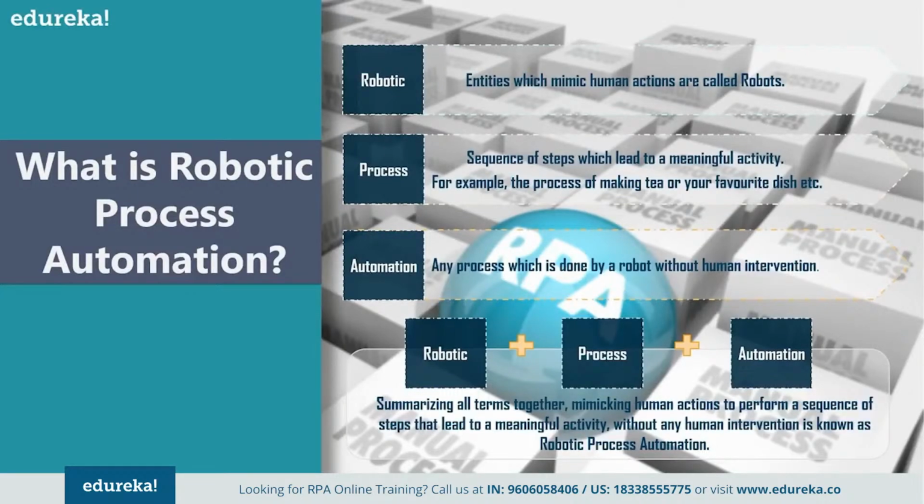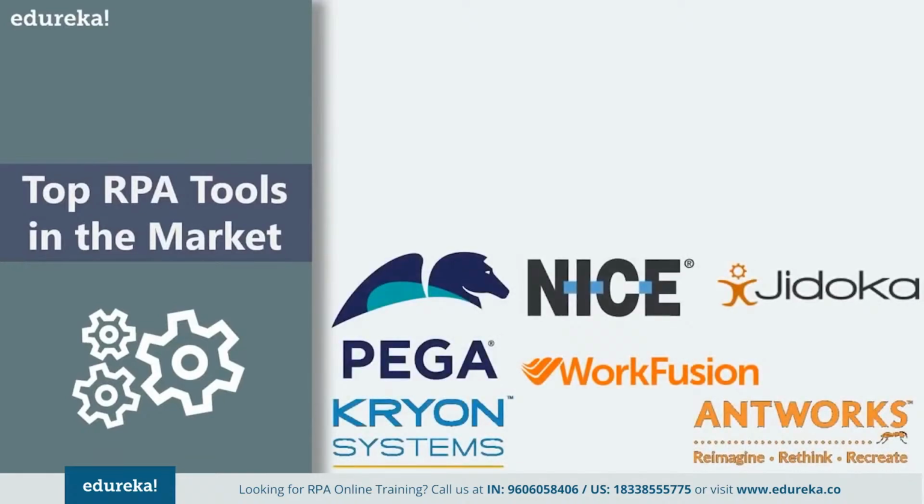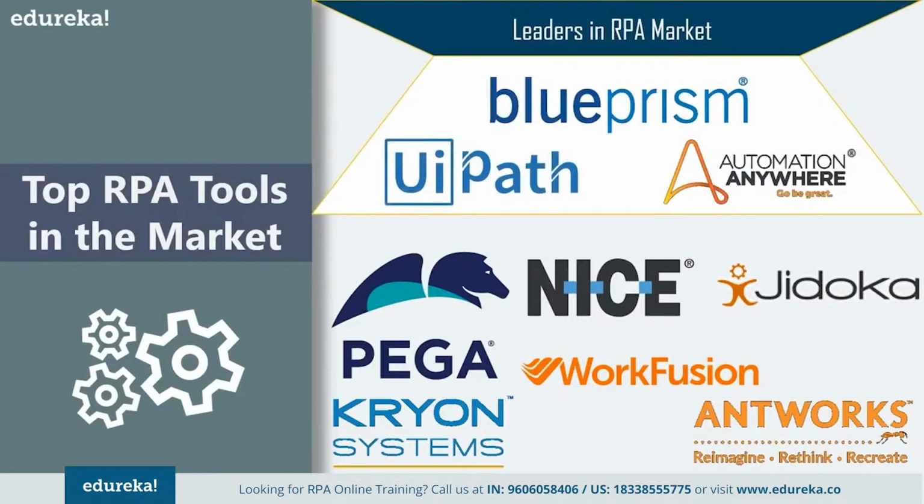Alright, so now that I said robots perform your jobs, let me tell you that they're not actual physical robots performing your jobs, but there are various tools present in the RPA market performing your jobs, right? These tools offer various products and functionalities to do so. So now let me quickly brief you on the market leaders in RPA. As I said before, there are various tools available in the RPA industry such as Pega, Kryon Systems, NICE, WorkFusion, AntWorks, and Edureka. But the top leaders in the market are Blue Prism, UiPath, and Automation Anywhere. Alright. Now, since this session is completely based on Automation Anywhere, let's concentrate only on Automation Anywhere.